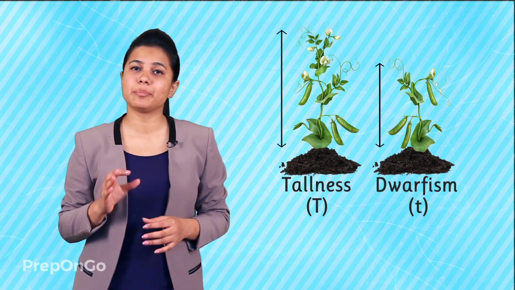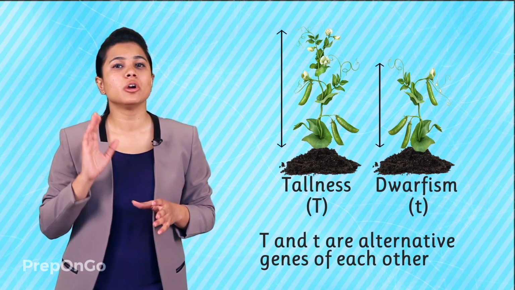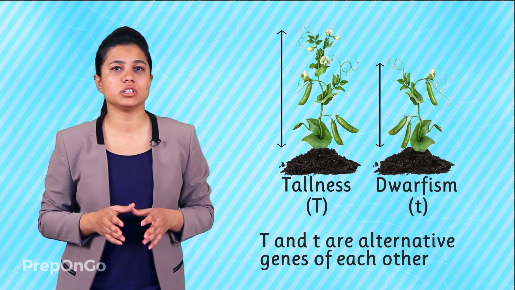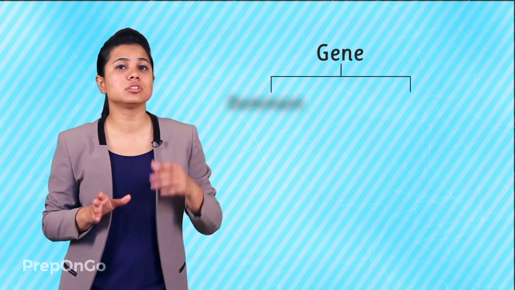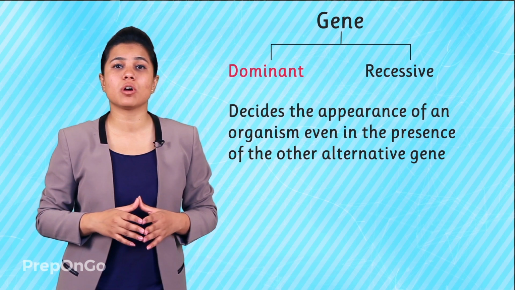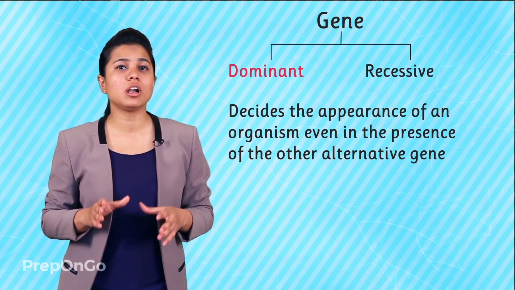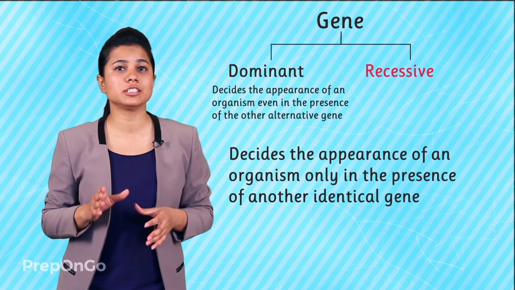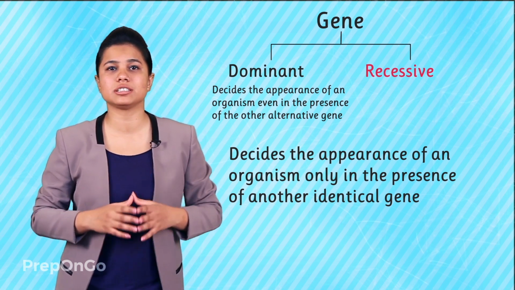The letters capital T and small t are actually two forms of the same gene which controls the height of the plant, and are alternative to each other. Now the genes controlling the same characteristics are of two types, the dominant and the recessive. The gene which decides the appearance of an organism even in the presence of the alternative gene is called the dominant gene, and the gene which decides the appearance of an organism only in the presence of another identical gene is called the recessive gene.